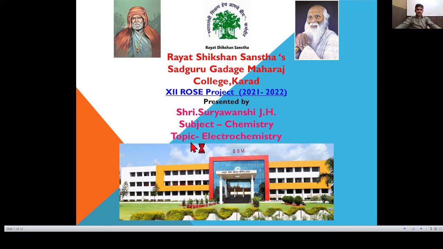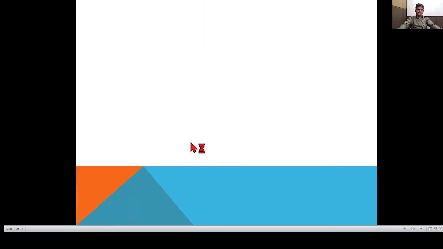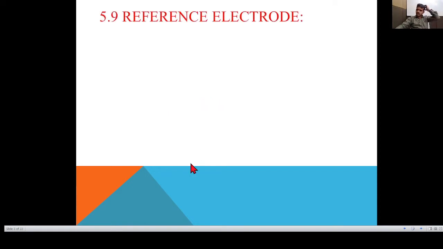Today we are going to learn the topic electrochemistry. Today's lecture is lecture number 4. In the last lecture, we discussed the standard cell potentials and the Nernst equation, and how, with the help of the Nernst equation, to calculate electrode potentials and cell potentials. Now today we can start the next important point, the reference electrode.